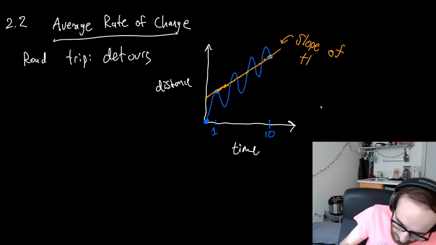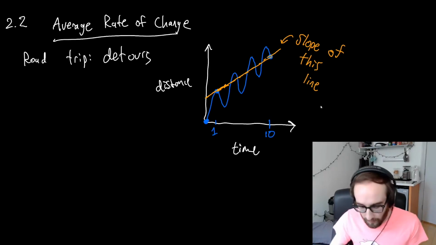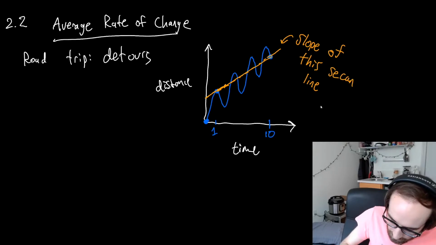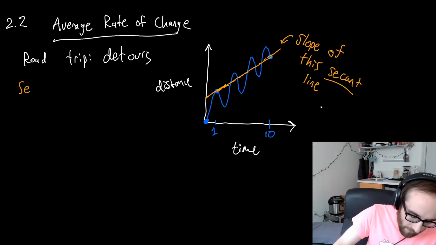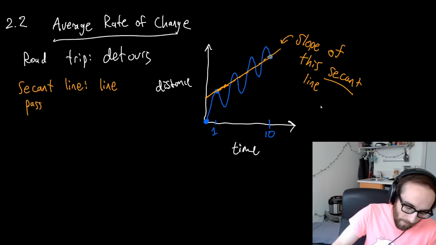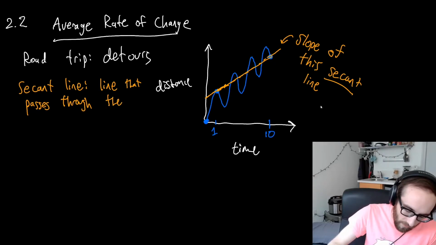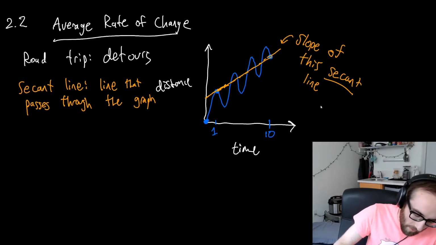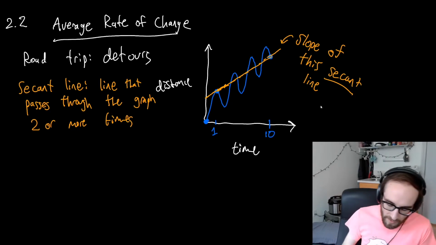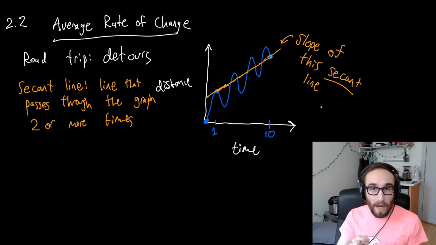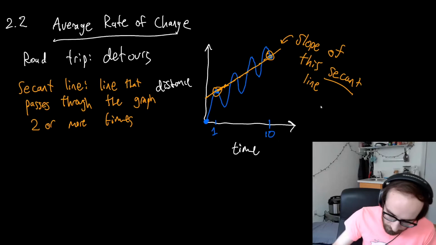And to find our average rate of change, we're looking for the slope of this line. And we actually have a special name for a line like this. This is called a secant line. So quick definition, a secant line is a line that passes through the graph that we're looking at 2 or more times, so at least 2 times. So as you can see here, it passes through quite a few times, but at least 2 times it's passing through these 2 points that we're looking at.